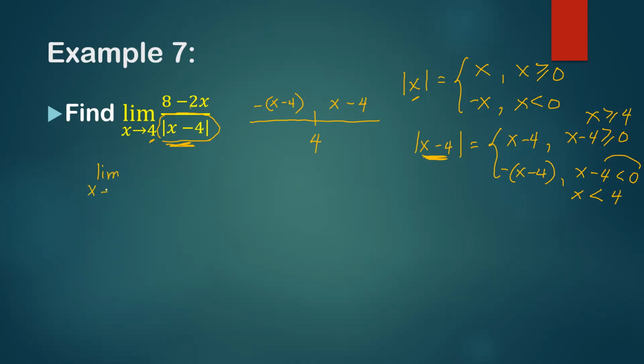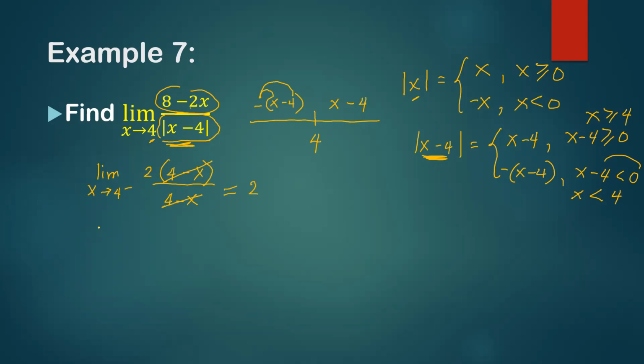So as x approaches 4 from the left, we have 8 minus 2x. Notice that this is factorable. We can factor out the 2. So this becomes 2 times 4 minus x. Then below, the negative of x minus 4. The negative of x minus 4 is actually negative x plus 4, or 4 minus x. So that means this will cancel out. So this is equal to 2.